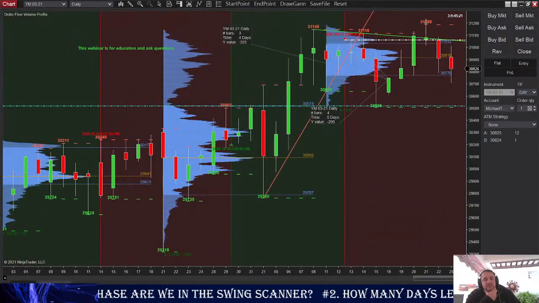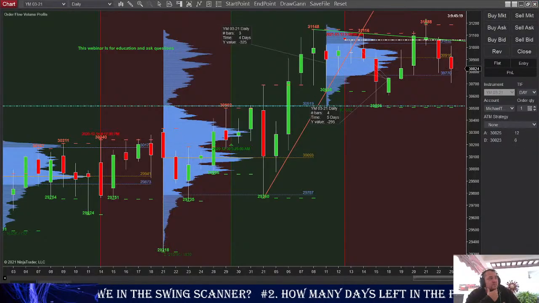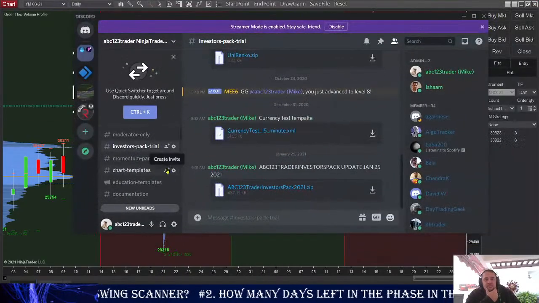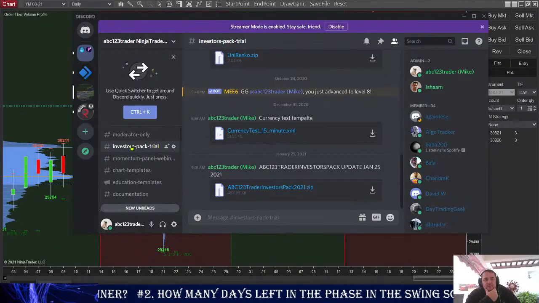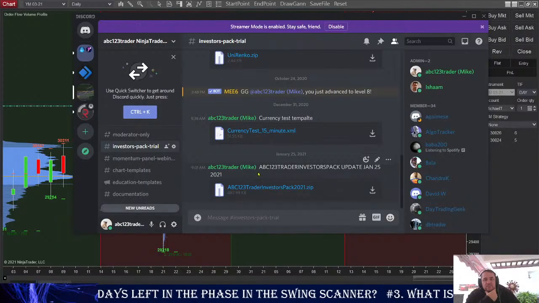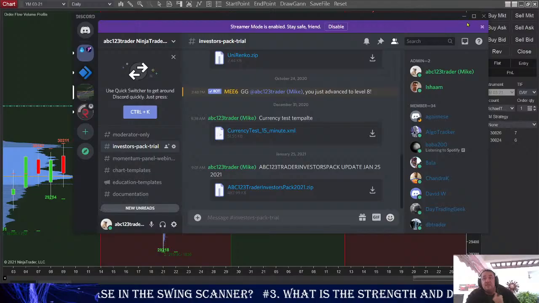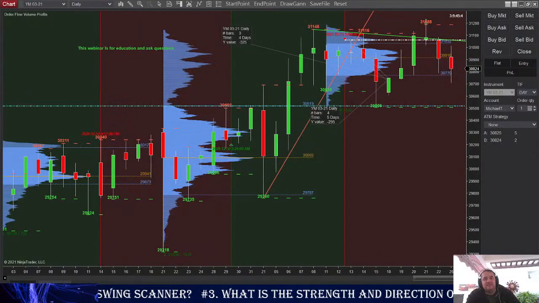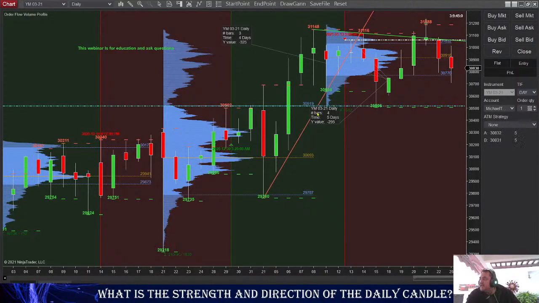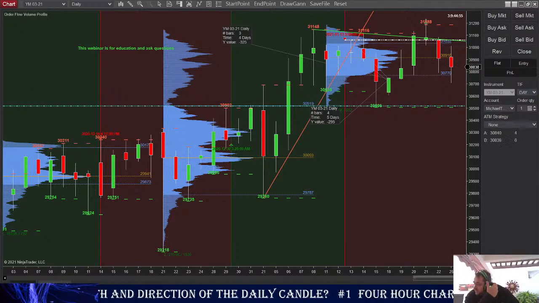There is a new update on the Discord, so I'm going to drag this over here. The investors pack right here on the trial, you can download the new update. It's the same name; I deleted the old one. As you can see, ABC Trader Investors Pack update January 25th. I kept telling you these horizontal lines were deleting, so I fixed that issue. I also changed one wording and did something on the high volume bars.